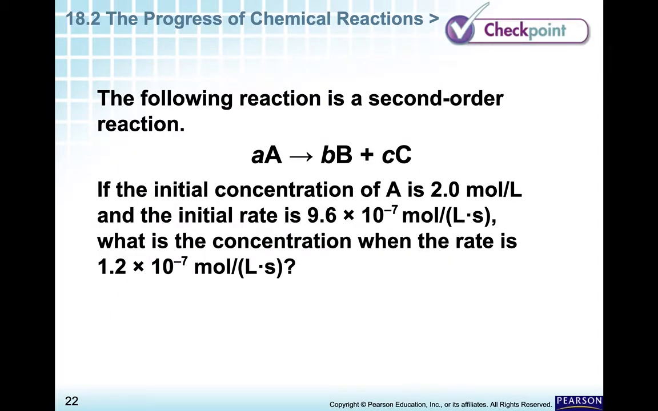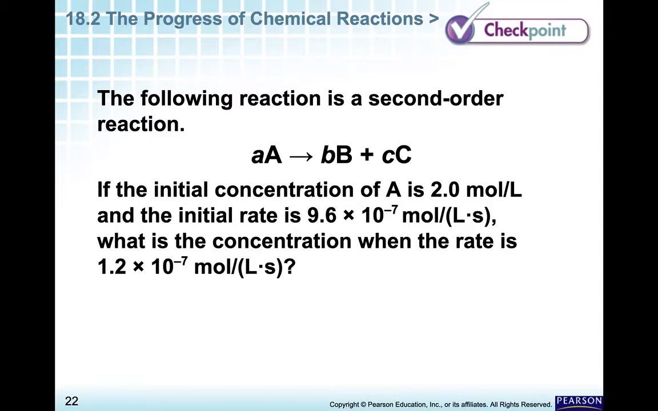Here's one more example. If we're given this general equation and told that the reaction is a second-order reaction, we could write a rate law for it, and we'll do that in a moment. We're also told that the initial concentration is 2 moles per liter, and the initial rate is 9.6 times 10 to the negative 7th. And we want to use all this given information to find out what the concentration is when the rate is 1.2 times 10 to the negative 7th.